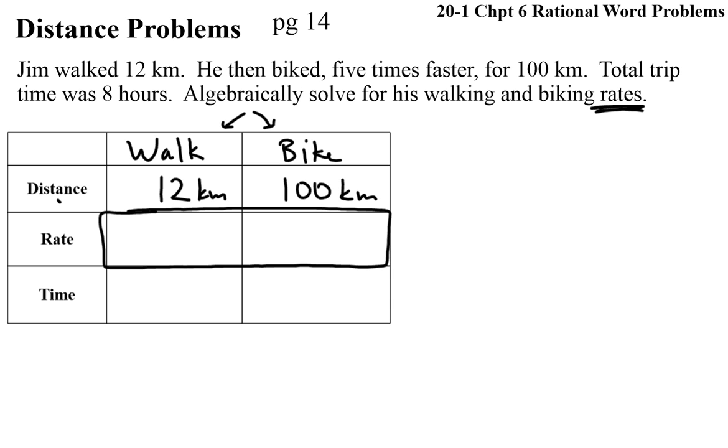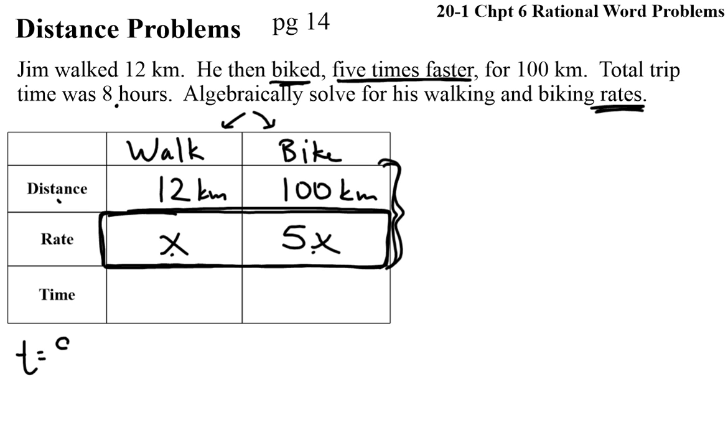Don't care about that right now because I'm trying to find the rate, an x for my rate. We know he biked 5 times faster than walking. So walking could be x and biking is 5 times x. So however fast he walked, he was going 5 times that on the bike. Once we have 2 rows filled in, even though we have information up here about travel time, 2 rows have been filled in. What do I know about time?